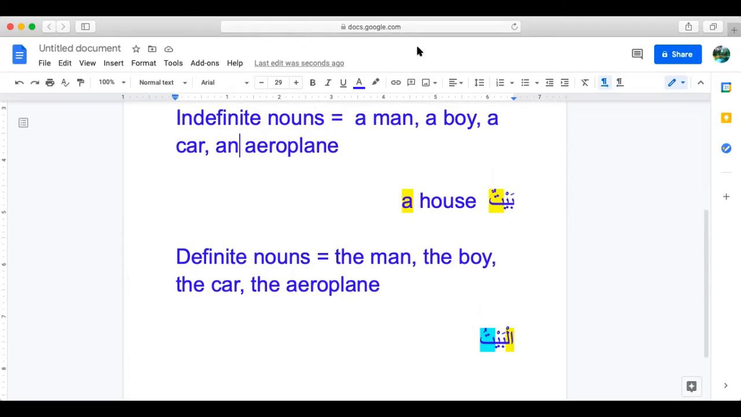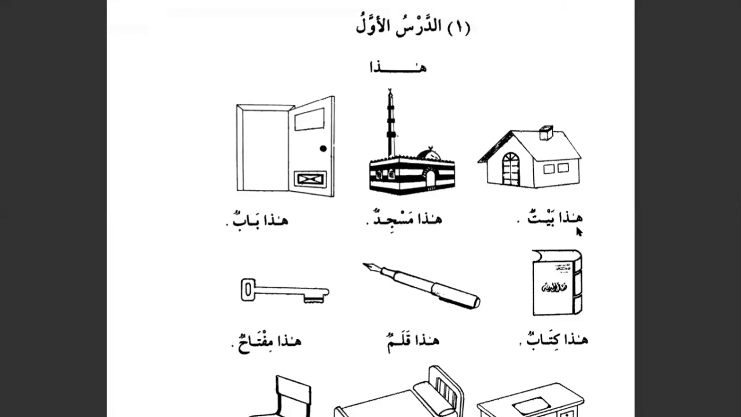One second. I'm recording. So here, Akhi Saifuddin, if you could read this. هذا بيت. Yeah. So that means, this is a house. So in Arabic we don't have "is". You have to put these connecting words, but we already got a house because it's indefinite. So you just add the "is". So this is a house.